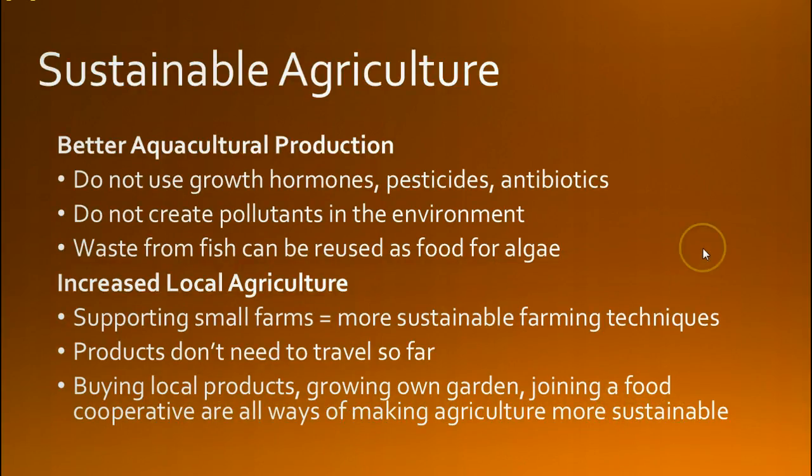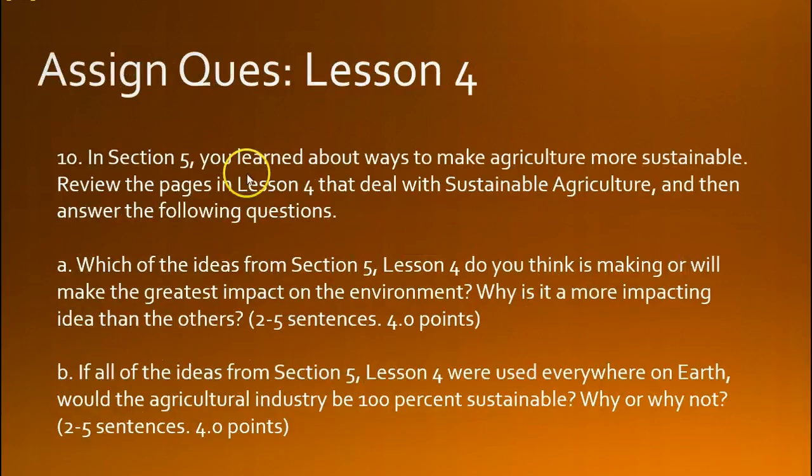So just by using less products and creating less waste, all of these methods would help to make agriculture more sustainable and have less of an impact on the environment. After learning about those 4 different ways to make agriculture more sustainable, those were the 4 ways discussed in lesson 4.